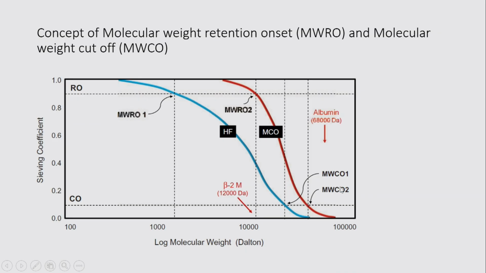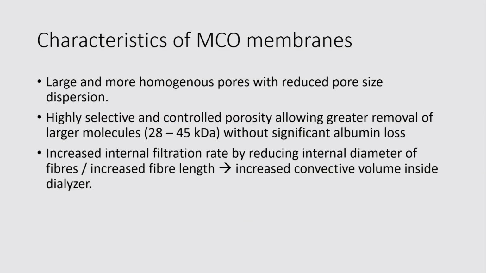So what are the characteristics of these MCO membranes? They have large and more homogeneous pores and reduced pore size dispersion. They are highly selective with controlled porosity, allowing greater removal of larger molecules of up to 45 kilodaltons without significant albumin loss. There is increased internal filtration rate by reducing the internal diameter of the fibers and increasing fiber length, which leads to increased convective volume inside the dialyzer.